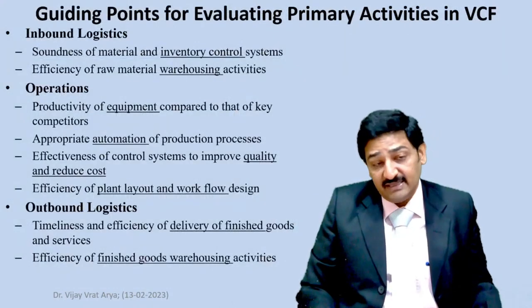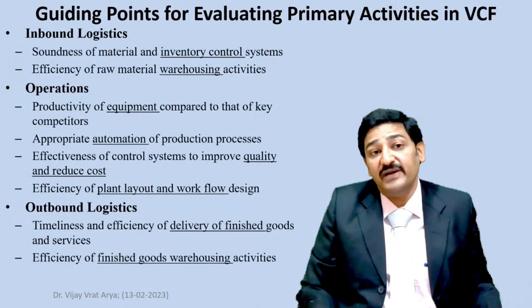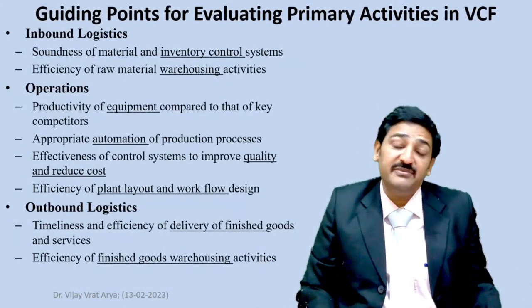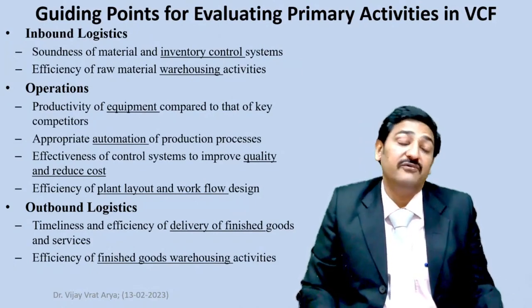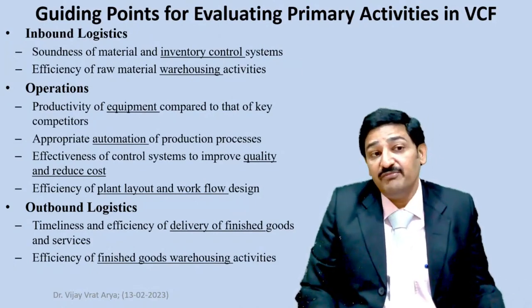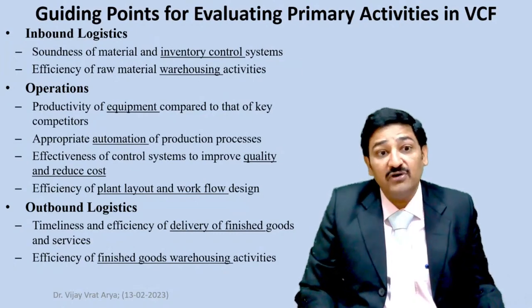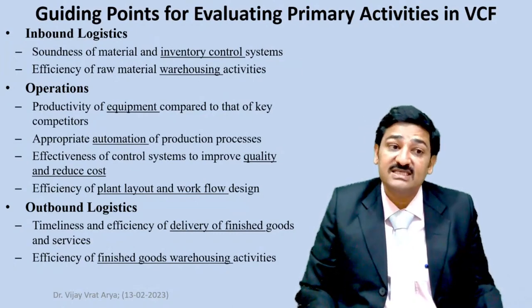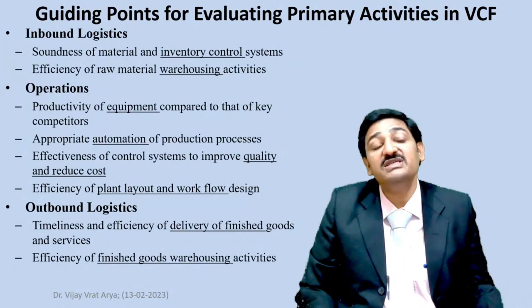Now at this juncture, we need to understand the guiding points for evaluating the primary activities in this value chain framework, where inbound logistics include the soundness of the material and inventory control system. It also includes the efficiency of raw material warehousing activities.